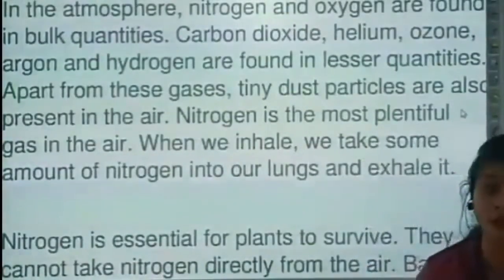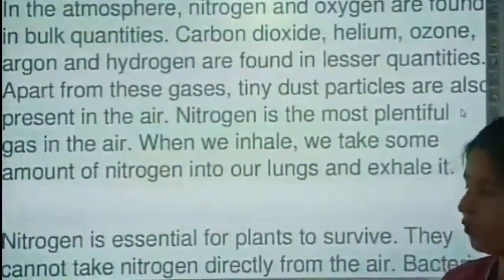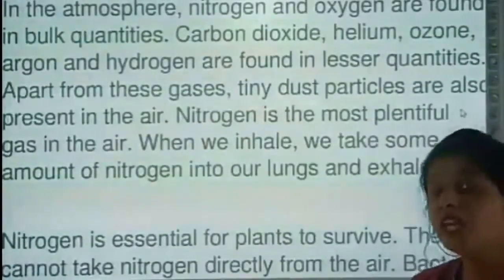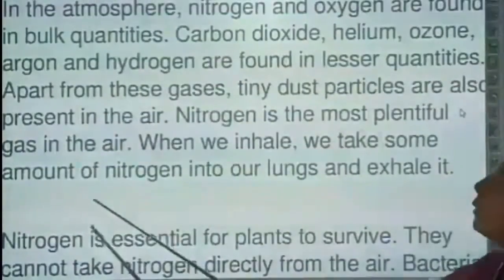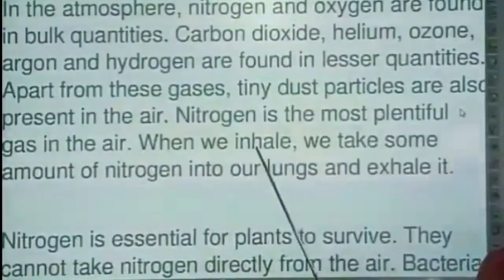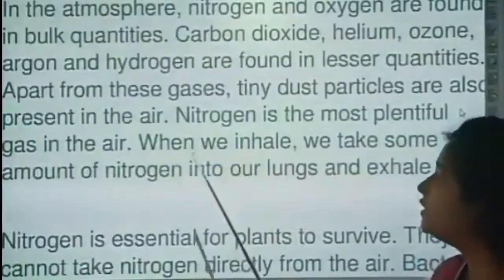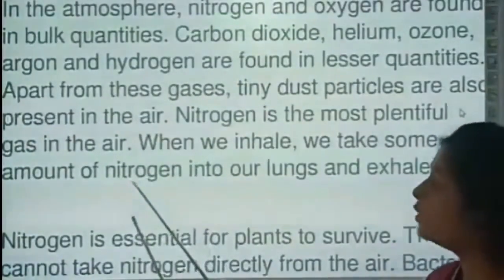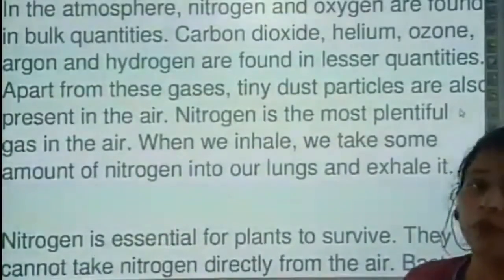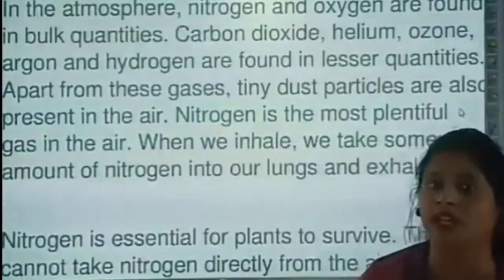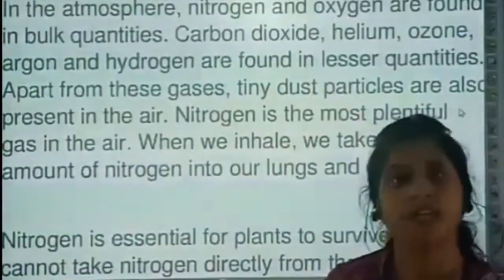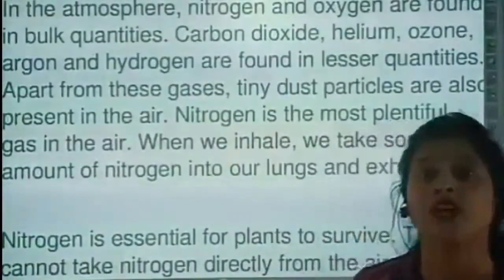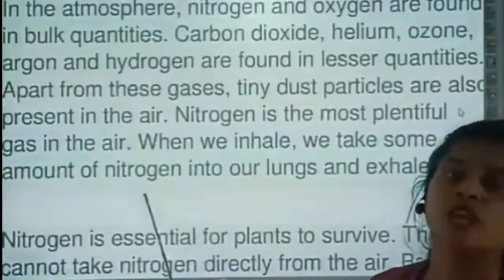Nitrogen is the most plentiful gas in the air. It is a plentiful part, meaning 78% of the atmosphere is made up of nitrogen. When we inhale, we take in some amount of nitrogen. What are we doing at that time? We are taking some amount of nitrogen with oxygen. You all know when we inhale, we are inhaling oxygen gas. But with oxygen, there are other gases in the atmosphere.